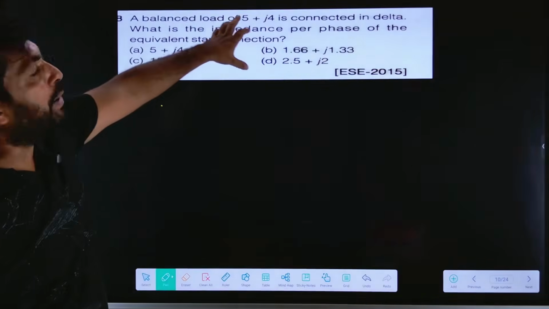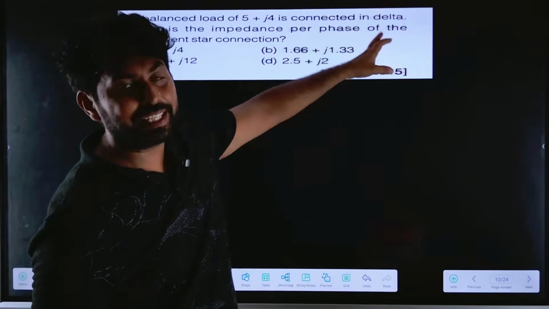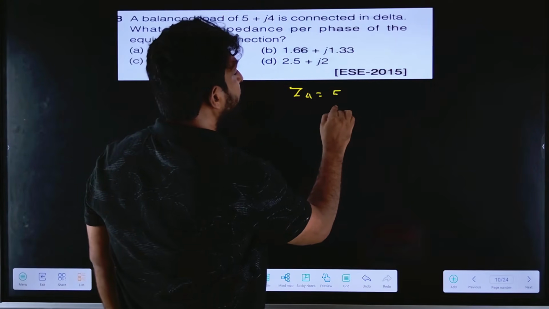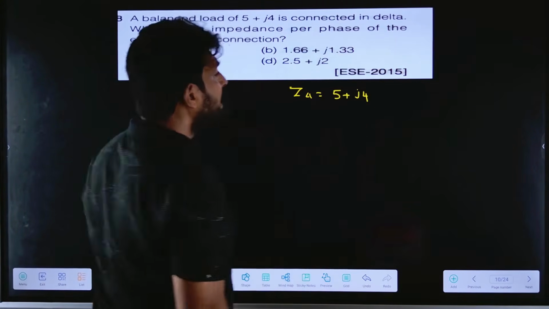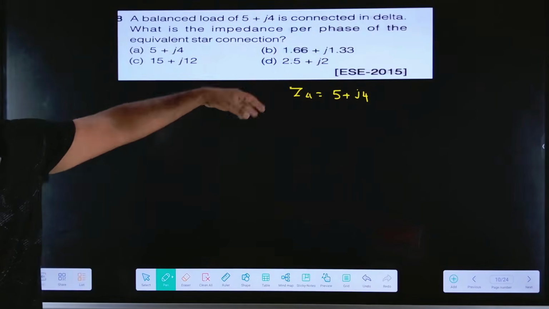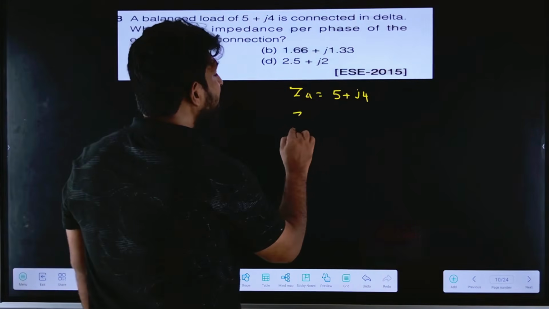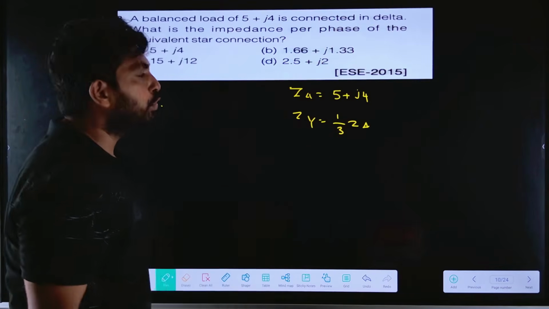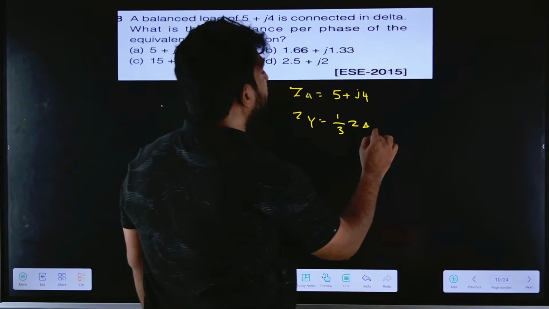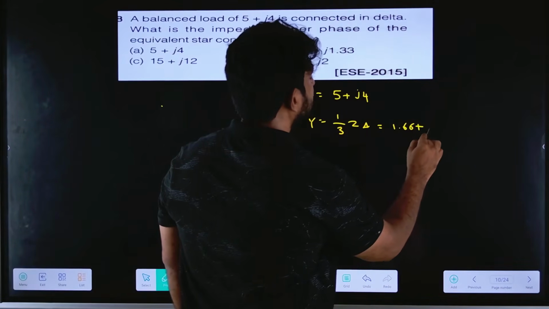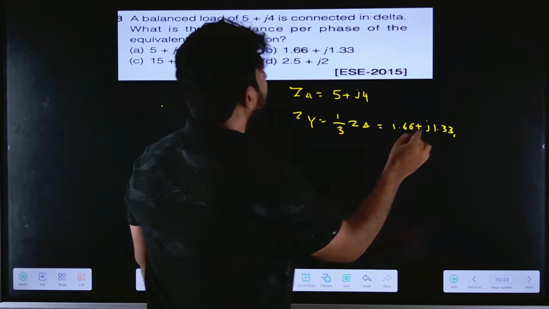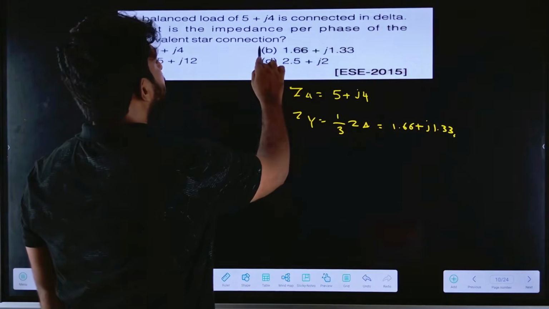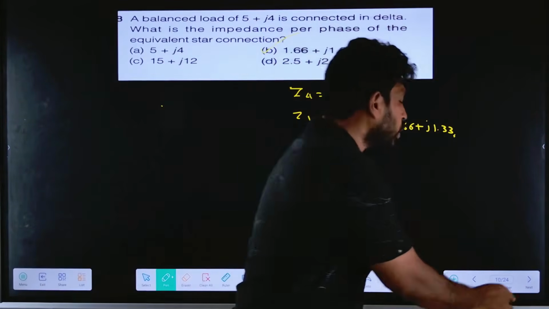Here a balanced 5 plus J4 is connected in delta. Already Z delta is given as 5 plus J4. Now we need to find the equivalent star connection. The same problem: Zy equals 1/3 of Z delta, so 5 by 3 plus J 4 by 3, which is equal to 1.666 plus J 1.3. That is, 5 plus J4 divided by 3. So now we got 1.66 plus J 1.3. Let us solve the next question.